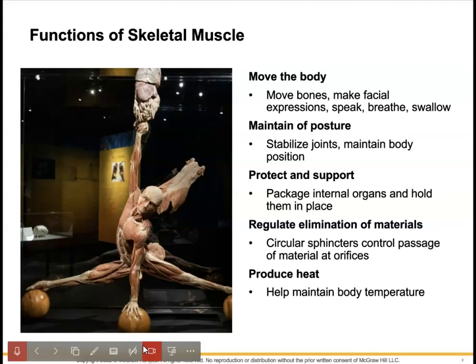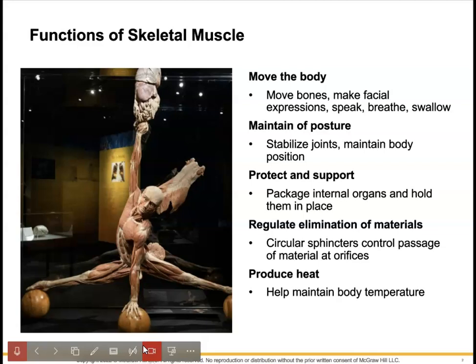But in addition to that, we have muscles that are important for vital functions. We breathe because of a muscle called the diaphragm. We use muscles to help us move our food around and to swallow it so that we can digest it and get the nutrients. And of course, we communicate by moving muscles associated with speech. Muscles help us to maintain our posture, stabilize our joints, and keep the body in its position by maintaining a state of partial contraction.